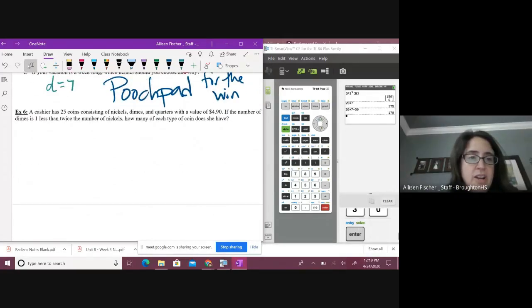Our next question. A cashier has 25 coins consisting of nickels, dimes, and quarters with a value of $4.90. If the number of dimes is one less than twice the number of nickels, how many of each type of coin does she have? All right, there's a lot of information here. One thing you really need to pay attention to is how many unknowns you actually have.